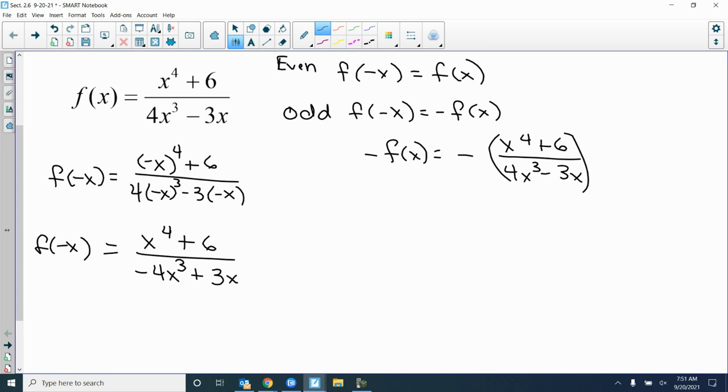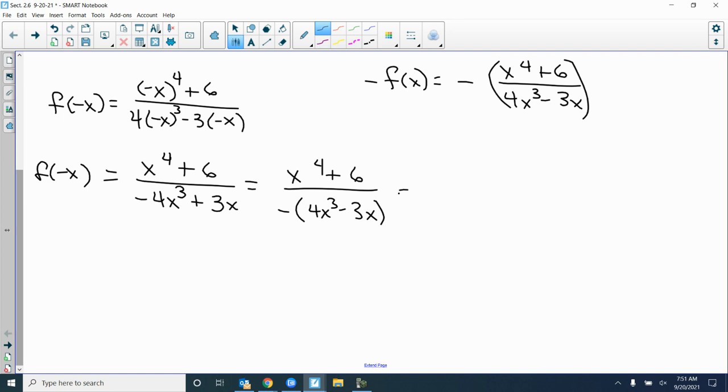The top is the same. Okay, but what about the bottom? The bottom, both sides are different. Can I factor out a negative? Yeah, I can factor out a negative out of the bottom. x to the fourth plus 6 over negative 4x cubed minus 3x. If I put in parentheses, I'm good. So now I'm back to the original, and you can just move that to the front. And there we got our original.